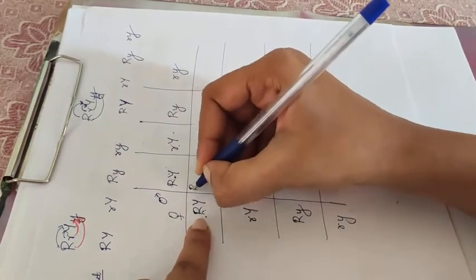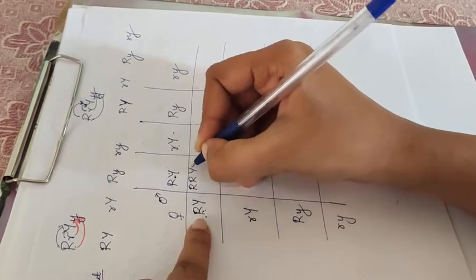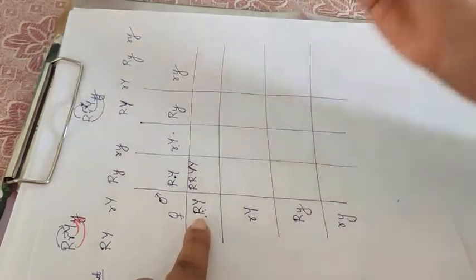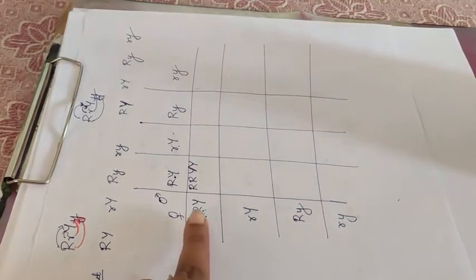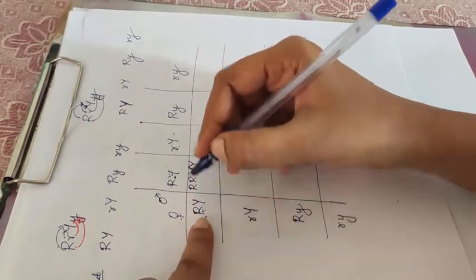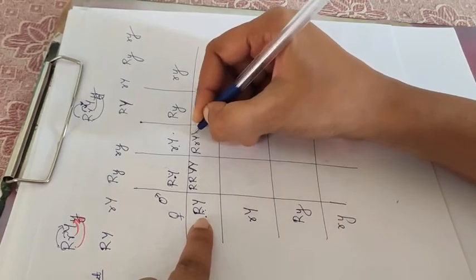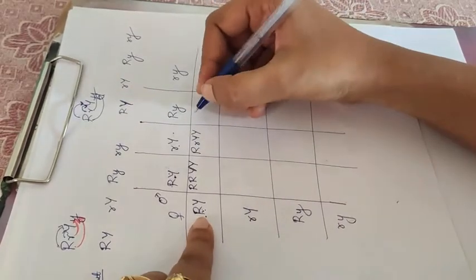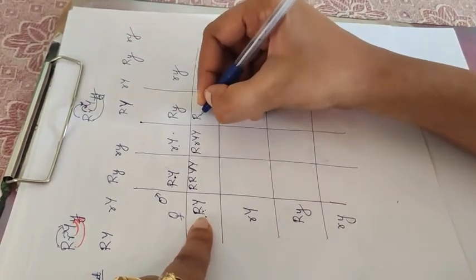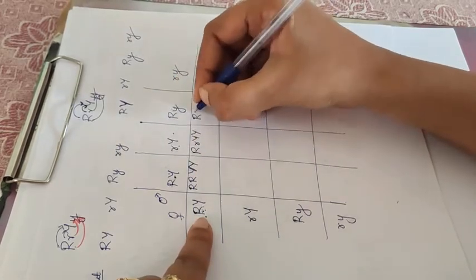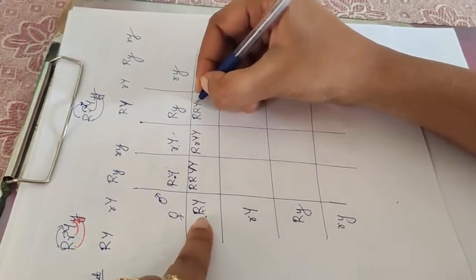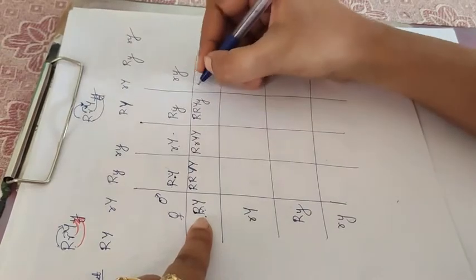What we get is capital R and capital R, capital Y and small y. Again here also you can write it as RY, but to avoid confusion, put R towards one side and Y towards the other side. Here it is capital R, capital Y, capital Y only. Then these two, and finally these two.